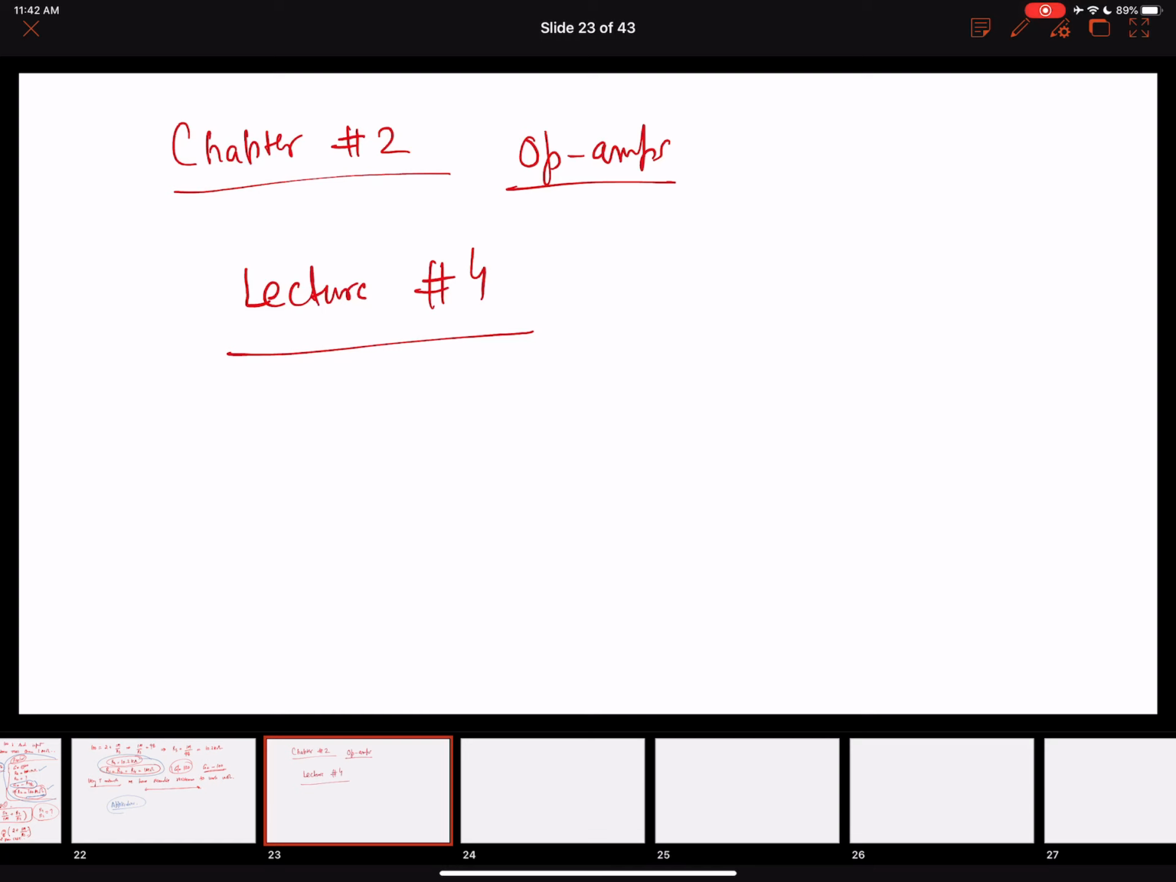So in the previous lecture, we discussed how we can use op-amps in closed loop configuration. And specifically, we are talking about an inverting configuration of an amplifier.